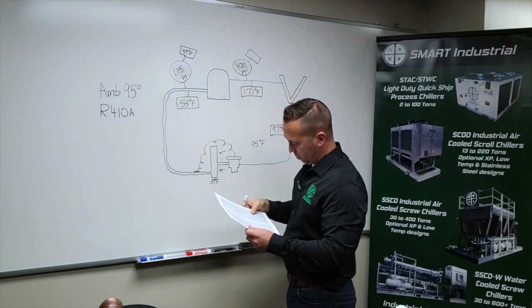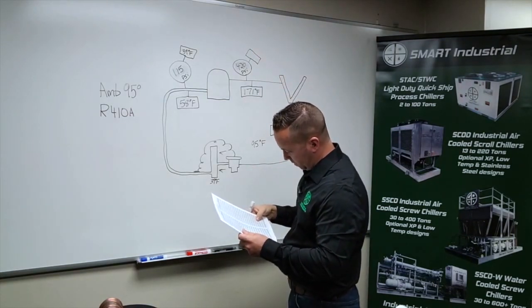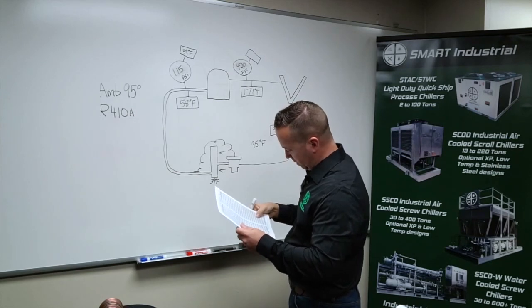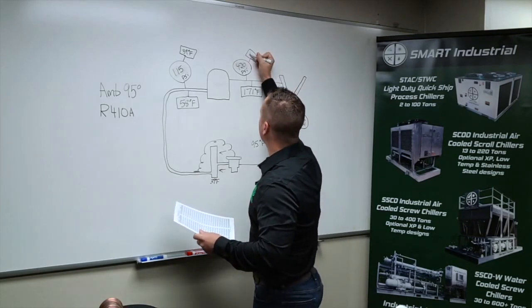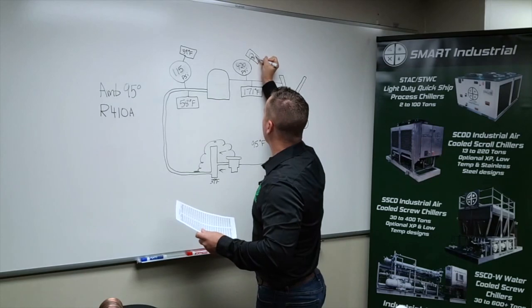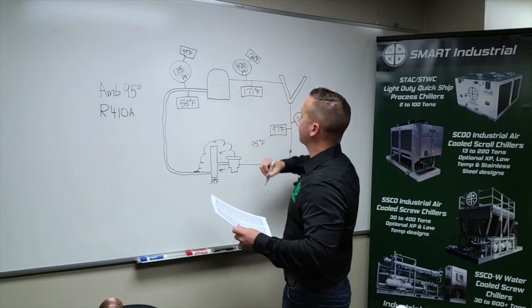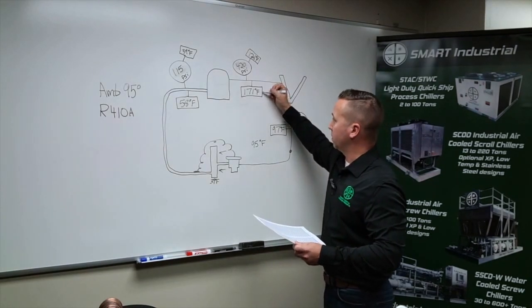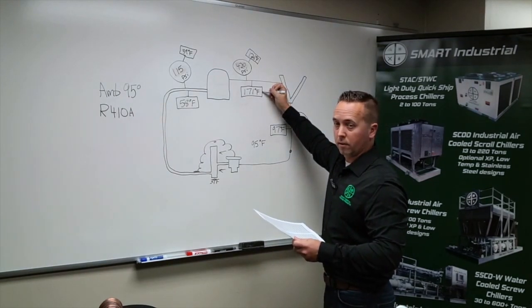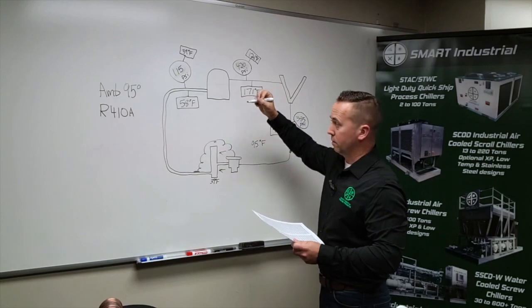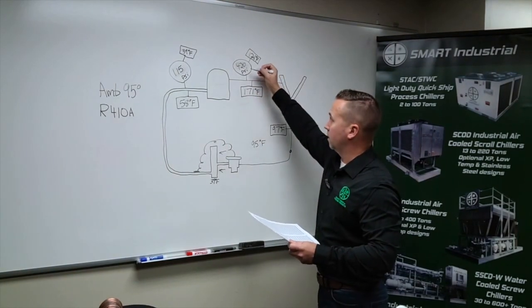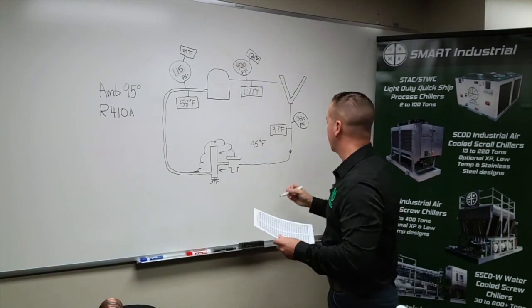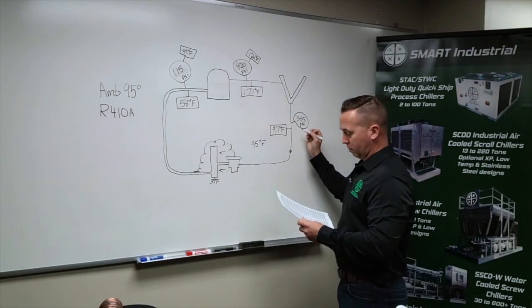At 420 psi, 410A is about 121 degrees Fahrenheit. Notice again a drastic temperature difference between what I actually measure and what science tells us this refrigerant should be at this pressure. Let's look now at the liquid line.